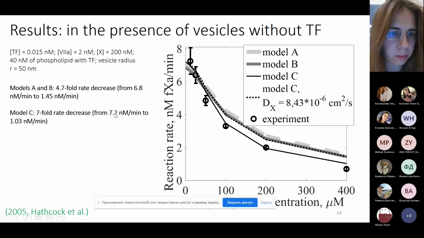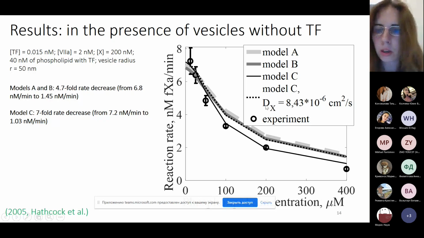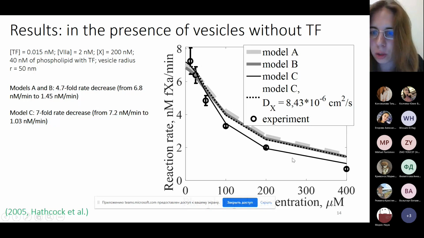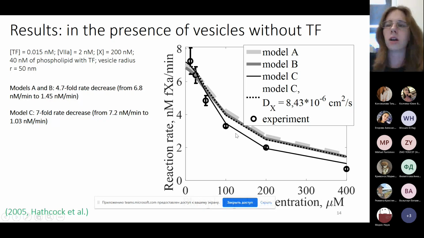To check that this profound decrease results from diffusion, we increased the diffusion coefficient 10 times in model C, and the model with a diffusion coefficient 10 times higher provides the same description as models A and B. It is exactly the same. We can tell that this decrease is from diffusion. So we have 70% decrease from the factor 10 accumulation on the necked vesicles and 30% from its slow diffusion. In this system, diffusion between necked and tissue factor bearing vesicles has an effect and should be included for accurate description of data.